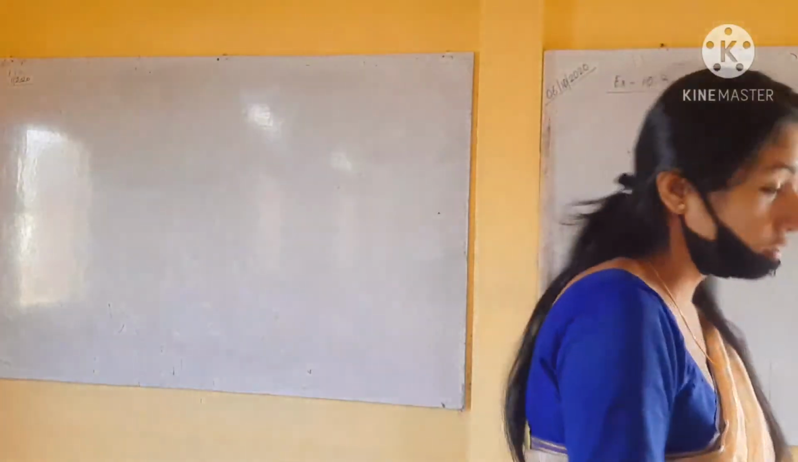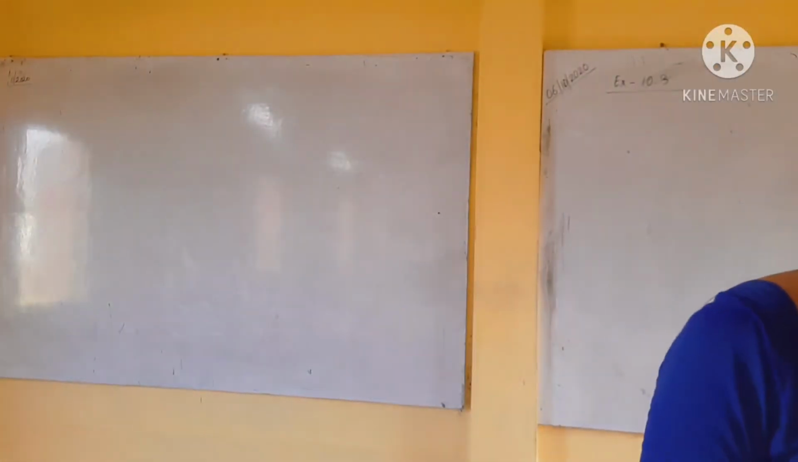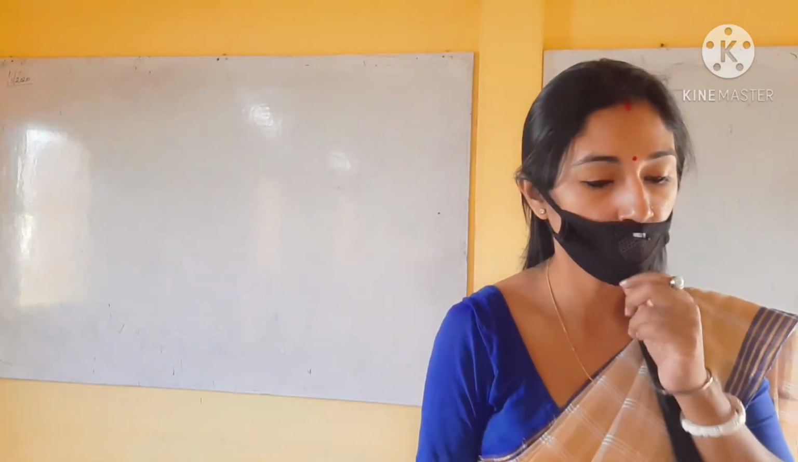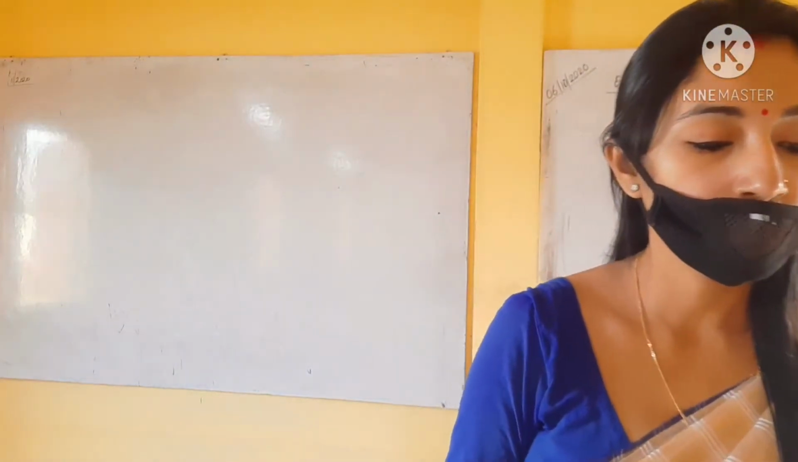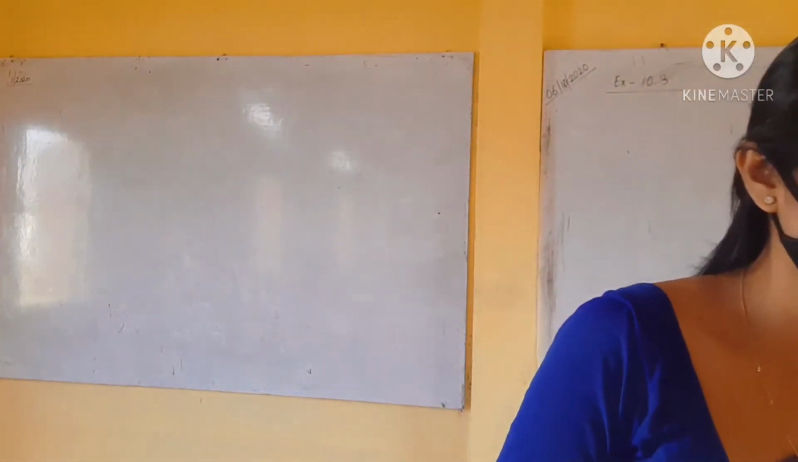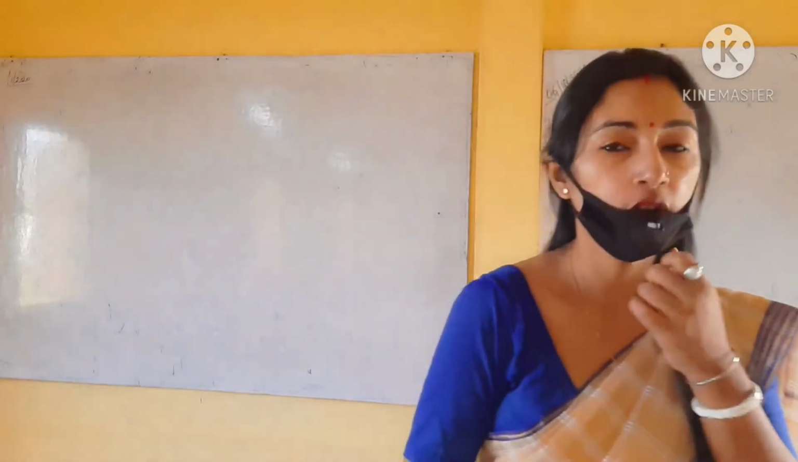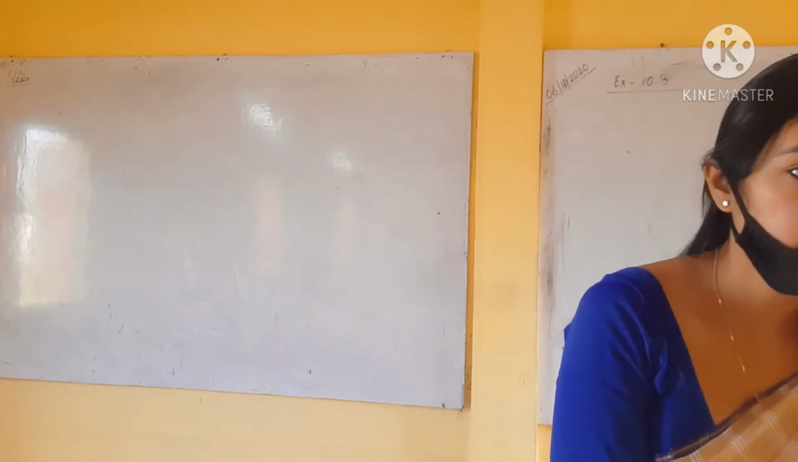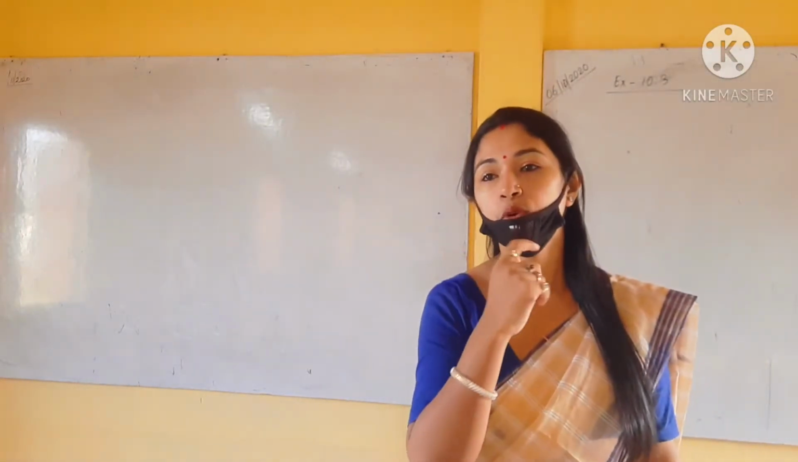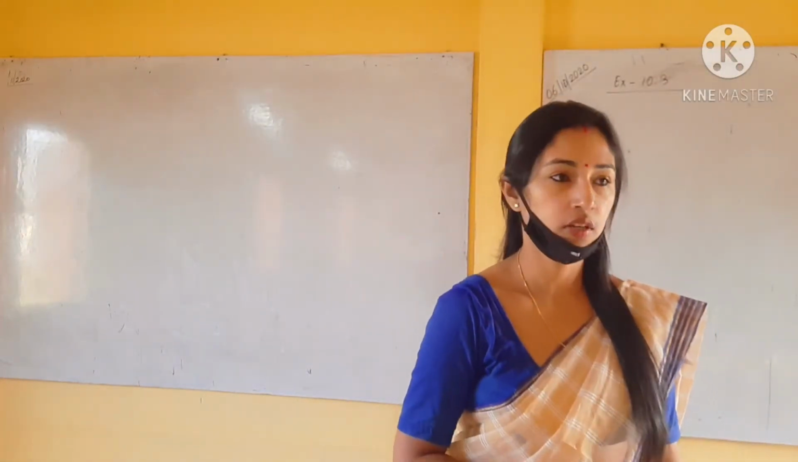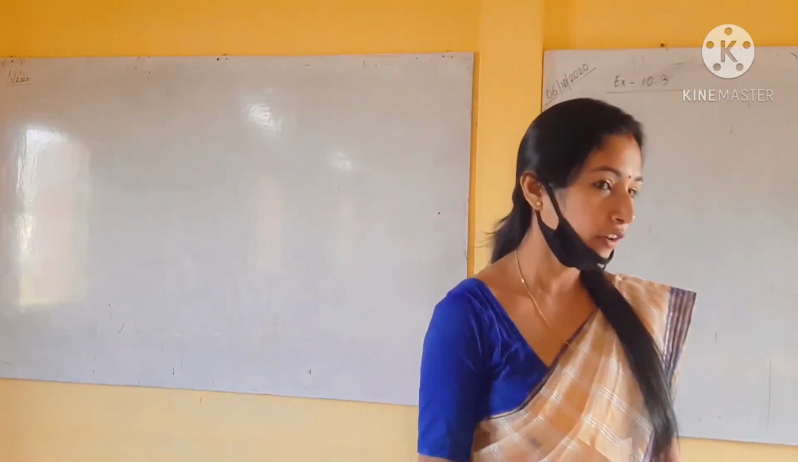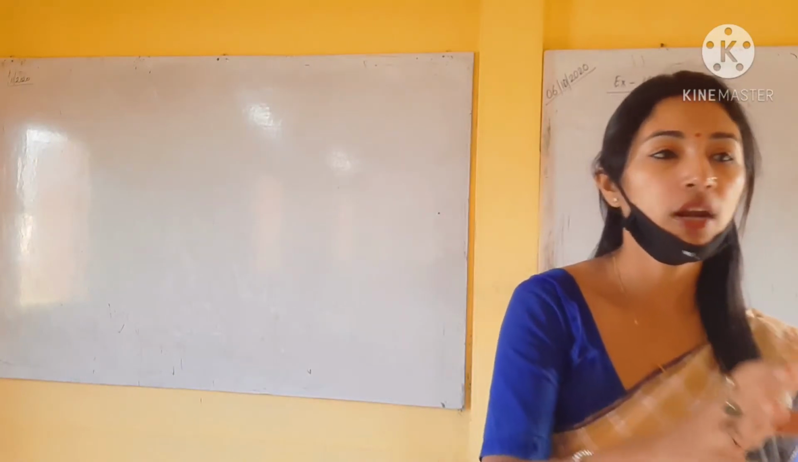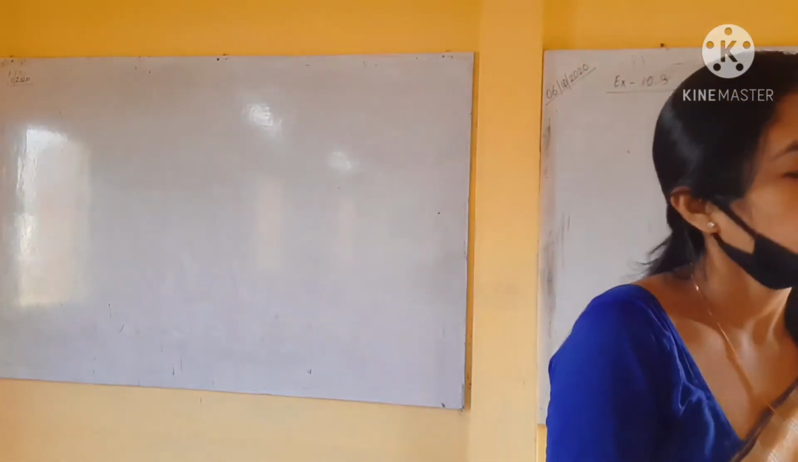Today we will start exercise 10.3, question number 4. Question number 4 is: determine if the following ratios form a proportion. Also write the middle terms and extreme terms where the ratios form a proportion. That means first of all we have to check whether the given ratios are in proportion or not. Then, if the ratios are in proportion, we have to write the middle terms and extreme terms.